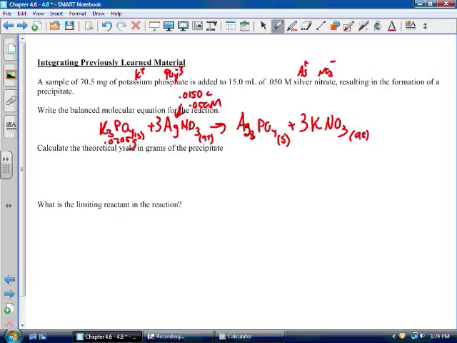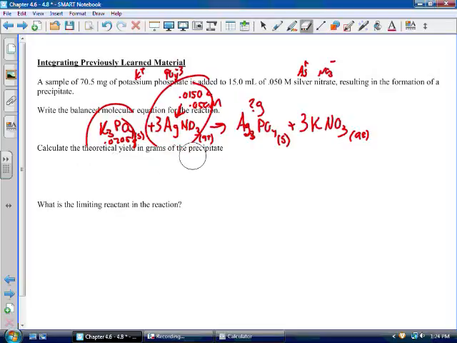All right, what do we want to know? We want to know how many grams of this is going to form. We're calculating the theoretical yield of the precipitate. So we're back to what we did in Chapter 3, talking about limiting reactants. Now we have two quantities, and they both are going to affect the silver phosphate. If you remember back in Chapter 3, when we had multiple quantities, we took each one and treated it as a separate problem, which is exactly what we're going to do here.